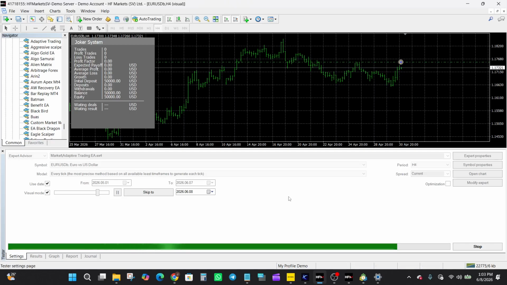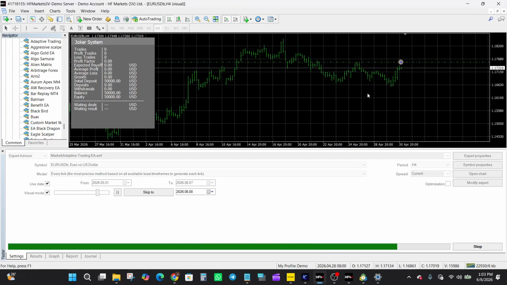Now, before considering live deployment, I would strongly recommend testing the EA thoroughly on a demo account and experimenting with different settings to understand how it behaves under various market conditions. Okay, we can see the dashboard here showing the trades, the profit trades, the loss trades, the profit factor, the expected payoff, average profit, average loss, the growth, initial deposits, withdrawal balance, and equity, and also the waiting deals and waiting results.